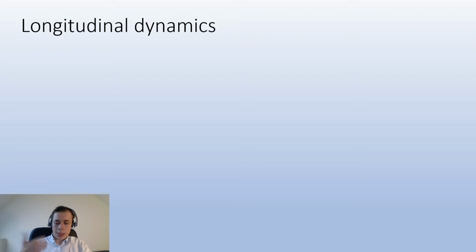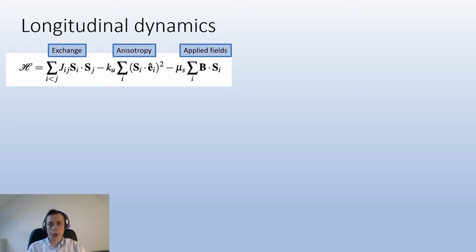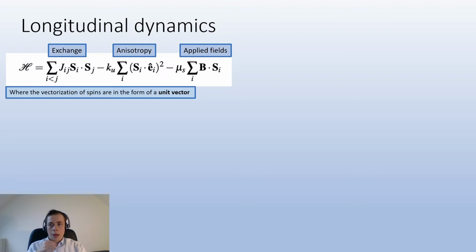So, to get started on longitudinal dynamics, when we consider an atomistic system normally, we would think about a total Hamiltonian that describes the energy of our system. So conventionally, you would have your exchange, anisotropy, and applied fields in a very typical fashion. And the important thing here is that the spin vectors, in this case, refer to the unit vectors of the spin. So this means that there is no contribution whatsoever for the spin length, so the longitudinal component. It's purely the transverse movement that matters here.